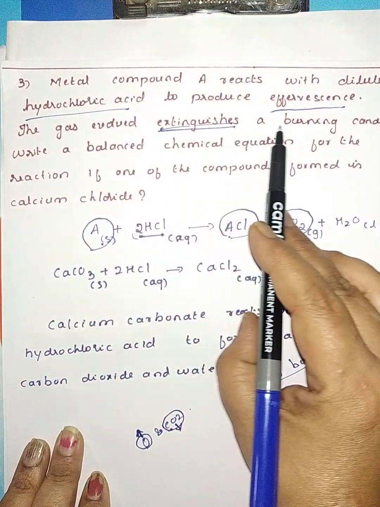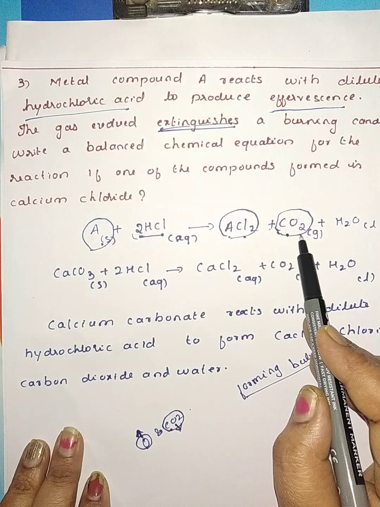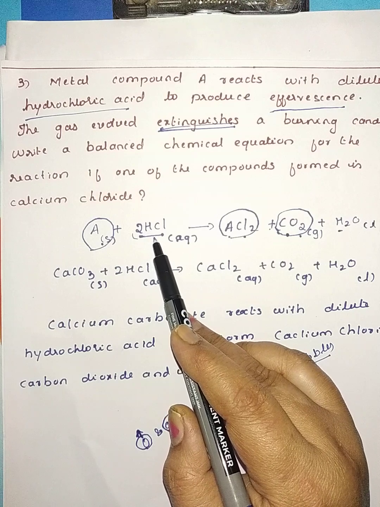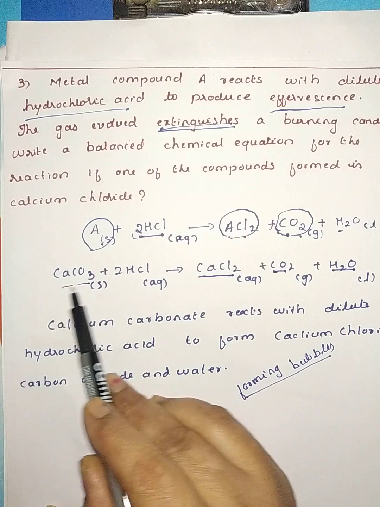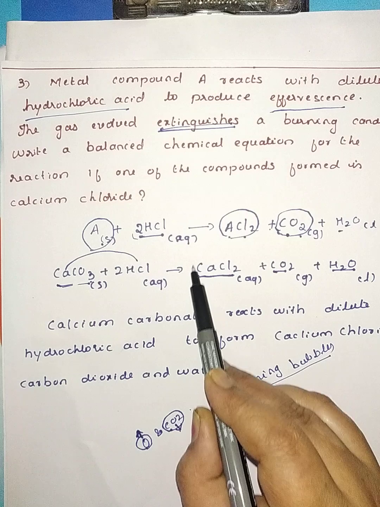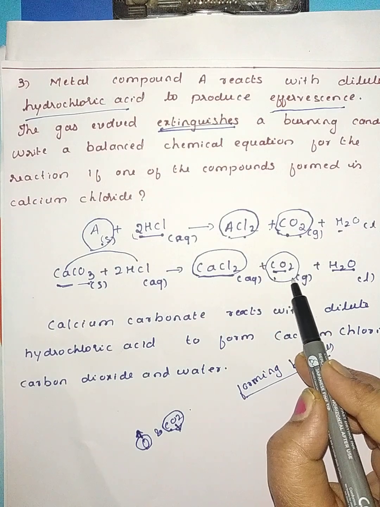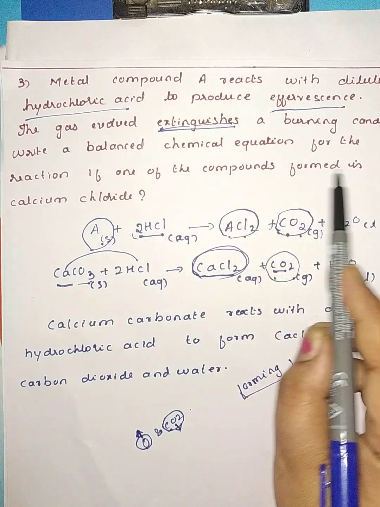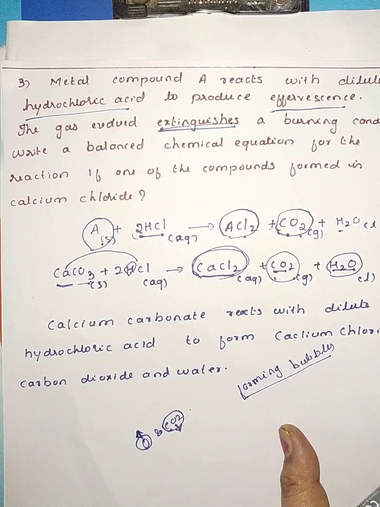So the gas evolved extinguishes a burning candle. So it will be A plus 2HCl gives ACl2 plus CO2, because it is the fire extinguisher, and H2O, because the HCl is dilute, aqueous. The compound formed is CaCl2, plus CO2 and H2O. Then what is A? A is CaCO3, calcium carbonate, which reacts with HCl. CaCl2 is formed, as given in the question. The gas evolved that extinguishes fire is CO2, plus CaCl2, which is calcium chloride, and the remaining hydrogen and oxygen form H2O. So this is the answer for the third question.